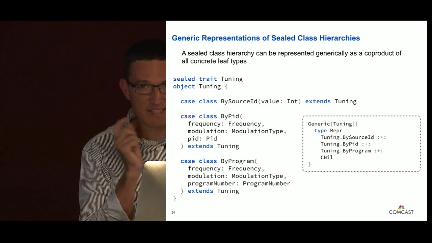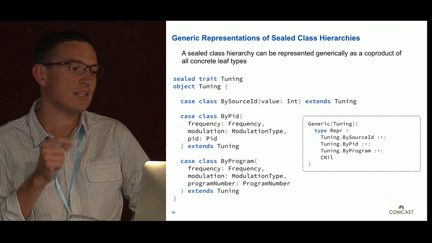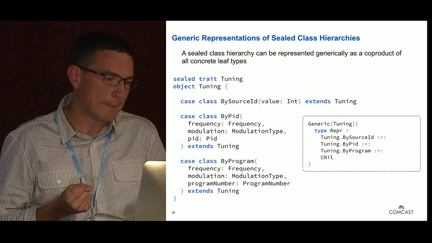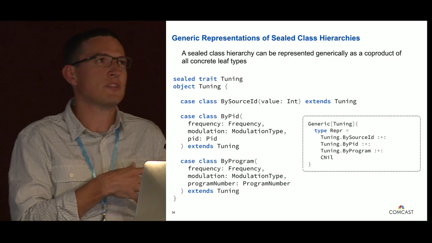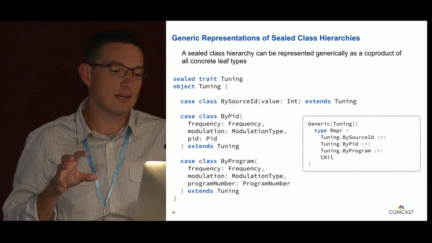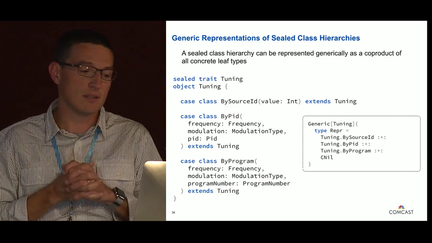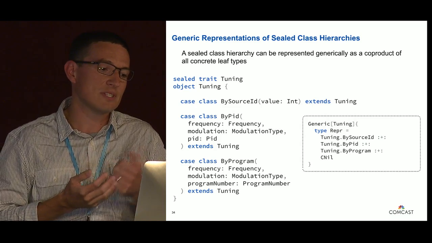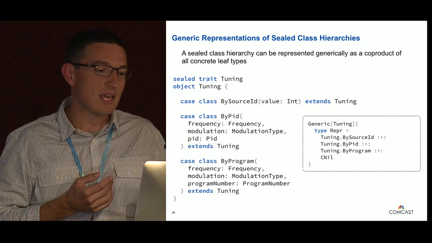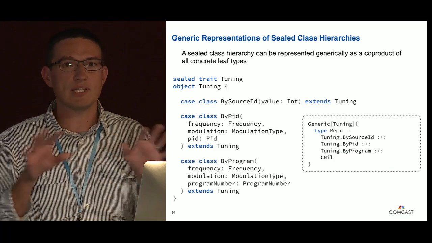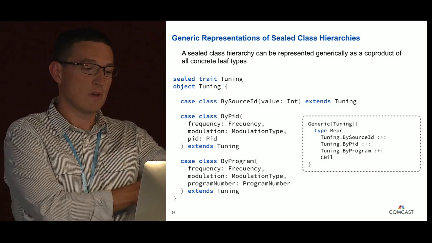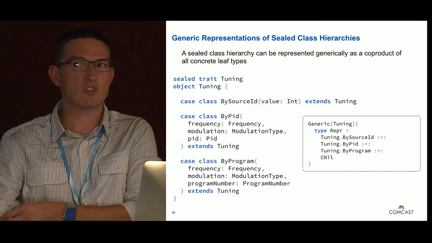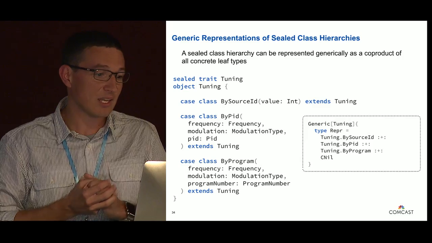So if we take this notion of coproduct codecs and then extend it to sealed class hierarchies, we get something pretty powerful. And so earlier we talked about the generic representation of a case class being an HList of the individual fields from the case class. Here we can say the generic representation of a sealed trait is a coproduct of all concrete leaf types. Okay. So a couple people have mentioned the sum of product representations or scrap your boilerplate. This is what we're looking at here.